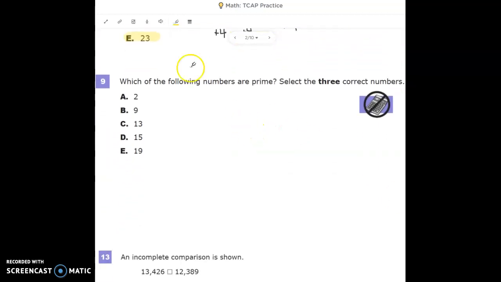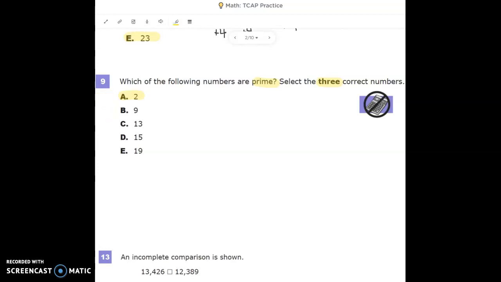Number 9, which of the following numbers are prime? It's telling us to find 3 correct answers. Prime numbers are those I can only multiply that number times 1, and that's it. There are no other factors to equal that number. So 2 is a prime number. 1 times 2, that's all I can do.